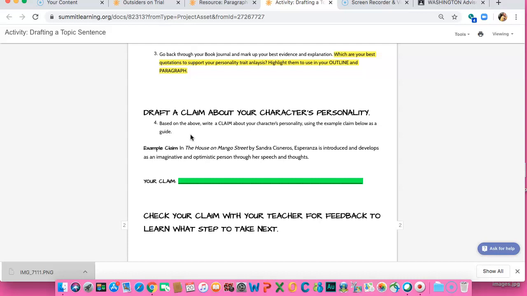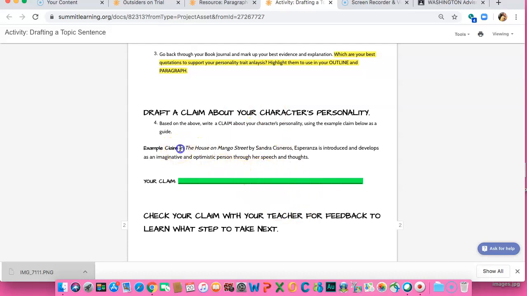I know what book we read. I knew who wrote it. I know who the main character is, which is Esperanza. I know how she is introduced and how she develops as an imaginative. That means she's somebody that dreams big a lot. She's somebody that uses her imagination a lot, and she's super positive through things that she says and her internal thoughts that we get a chance to read and tap into the story. So that would be a great topic sentence, which would list the claim.